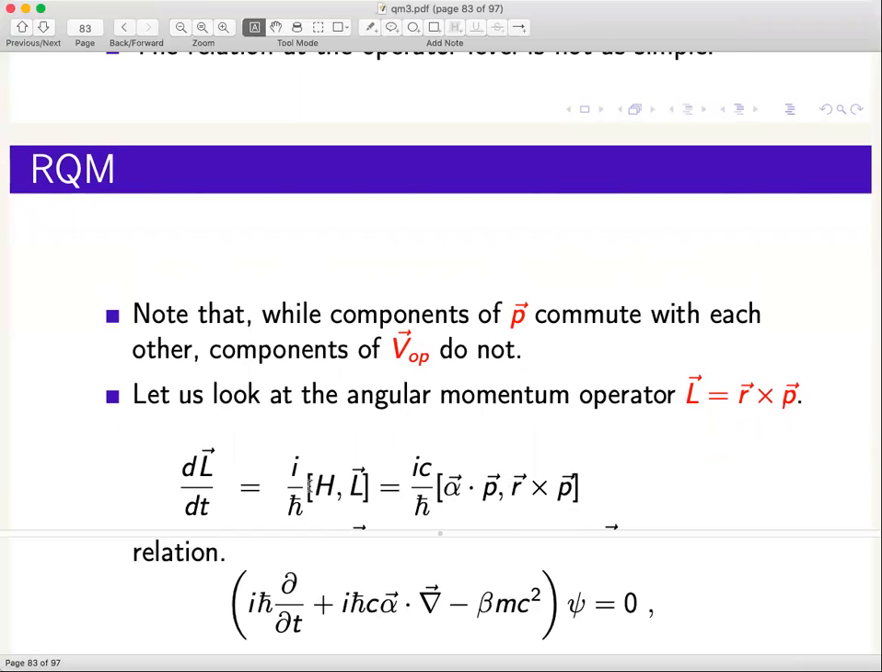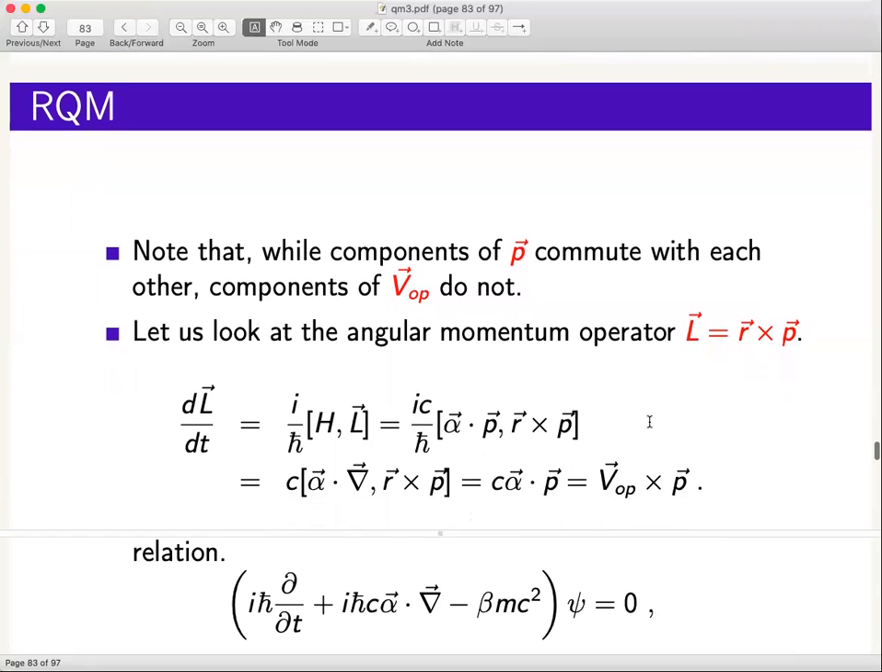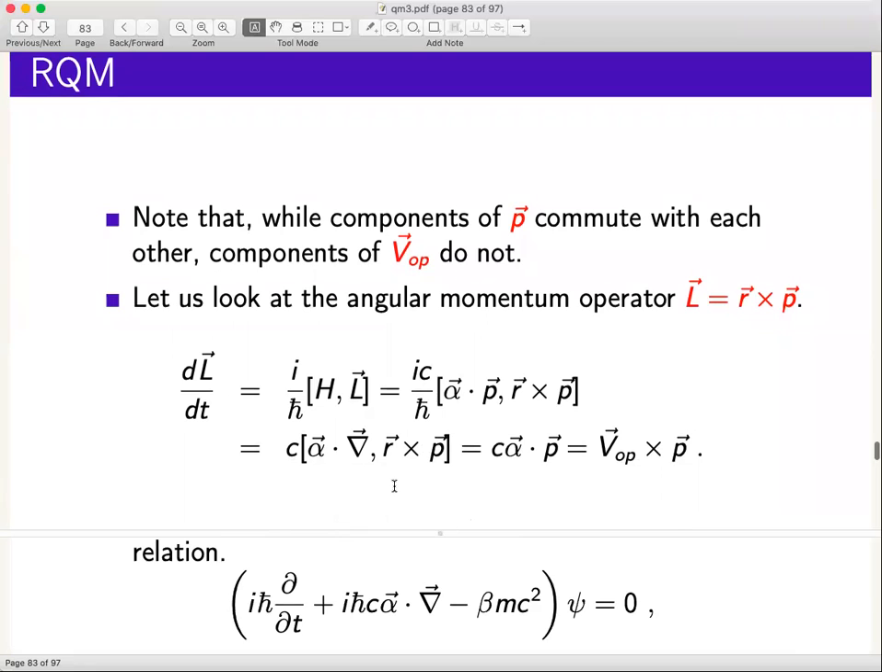If you write down L to be r cross p, then the only relevant term would be alpha dot p from the Hamiltonian. This is the alpha dot del piece. The other piece is not really important, it would just commute through r and p. So you can just compute this. If you compute this quantity, you will find that this gradient would act on r, wouldn't act on p, and whenever it does, it will give you the expression alpha dot p.